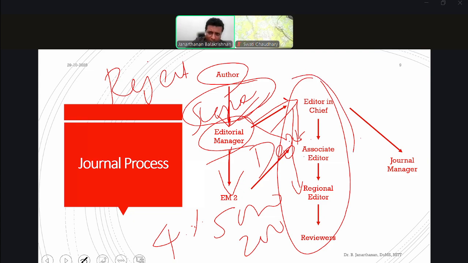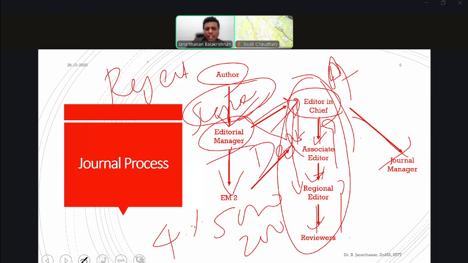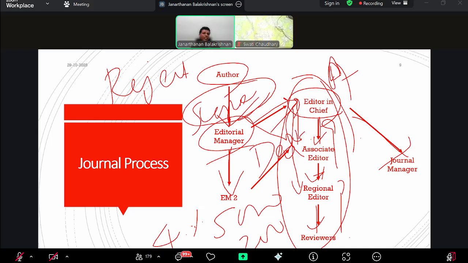The associate editor will send it back to the editor-in-chief. The editor-in-chief then assigns it to the reviewers, and the regional editor will assign to reviewers. The reviewers will send it back in an iterative process. At last, if everything is correct, the editor-in-chief will accept the paper and send it to the general manager. Until it goes to the general manager, there is a prospect that it can be rejected at any time. Even after you publish today, there is a possibility that it can be retracted. That is the case altogether.